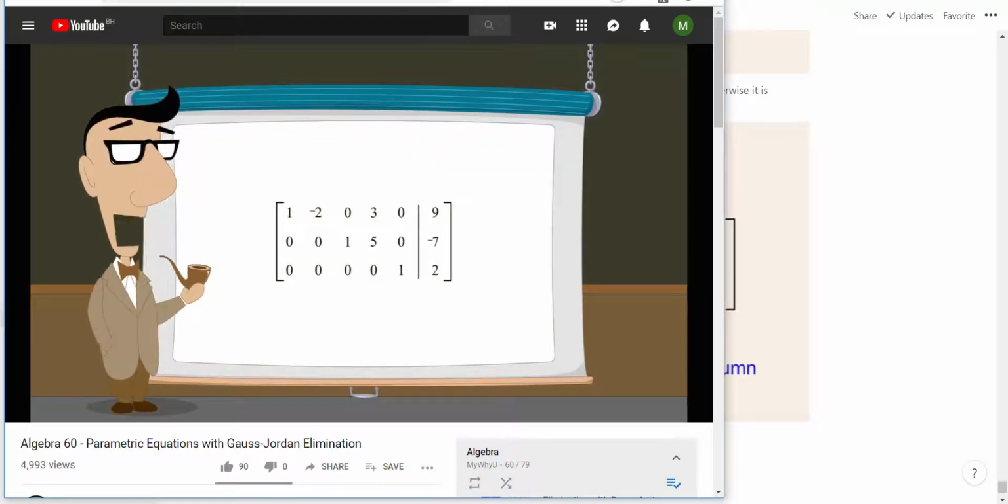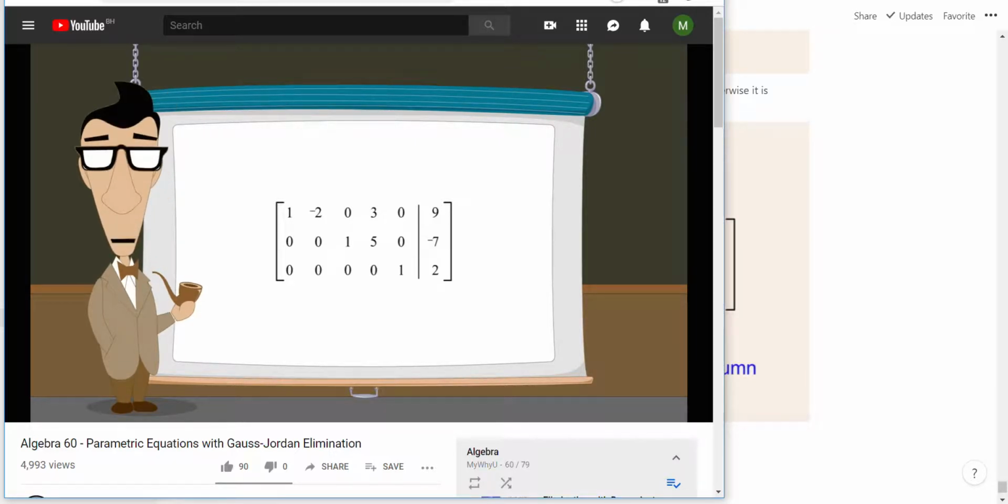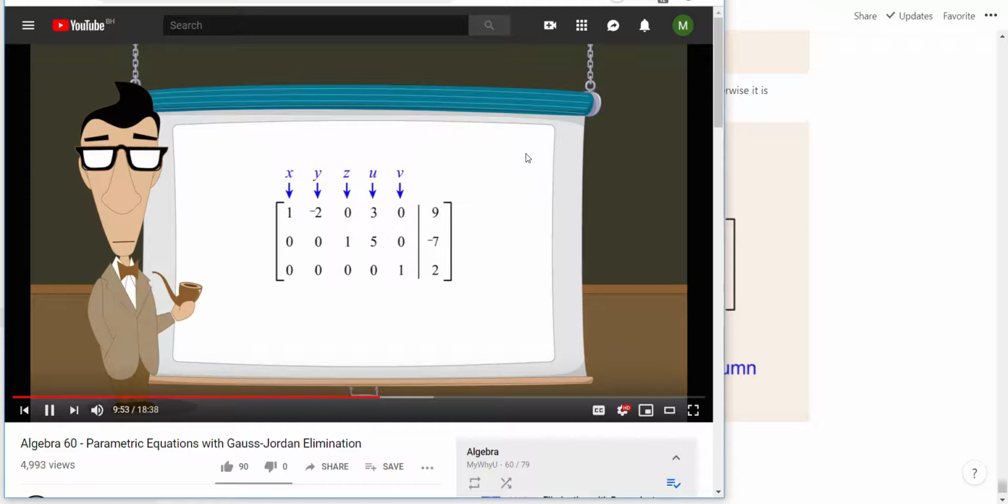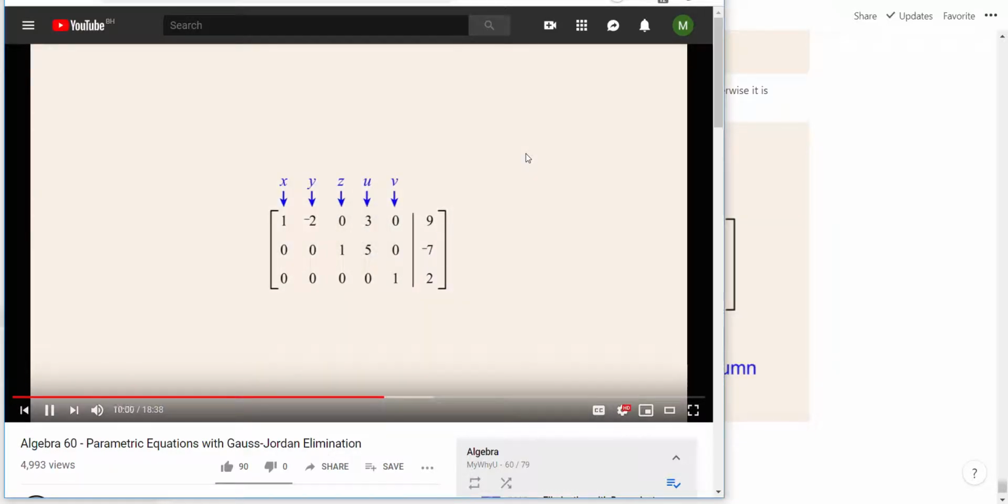Now let's look at an example of a reduced row echelon matrix with 3 rows, but 5 columns to the left of the vertical line. This matrix therefore represents a system of 3 linear equations in 5 variables. It has 3 pivot positions, and the variables corresponding to the pivot columns are dependent variables.